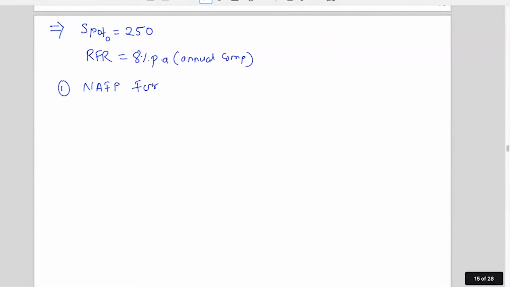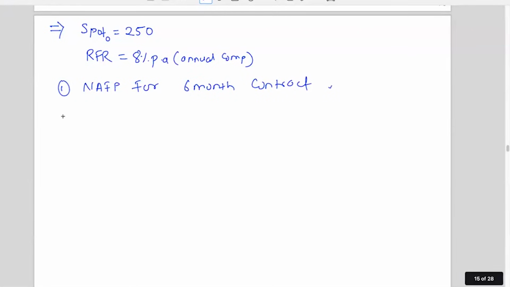Let us say we have some underlying asset which is trading at 250 today. The current RFR is 8% per annum compounded annually, annual compounding. Now, the first question for you is you're going to calculate a no arbitrage forward price for a 6-month contract.